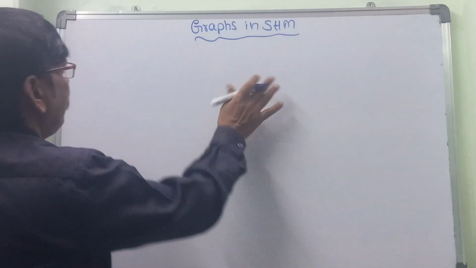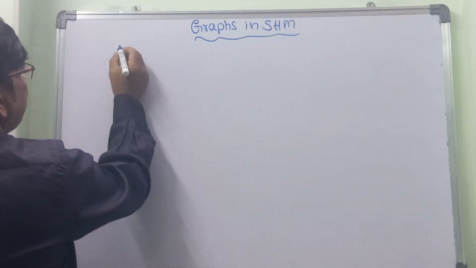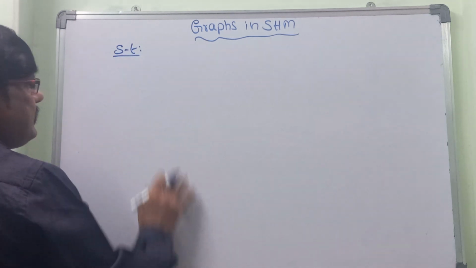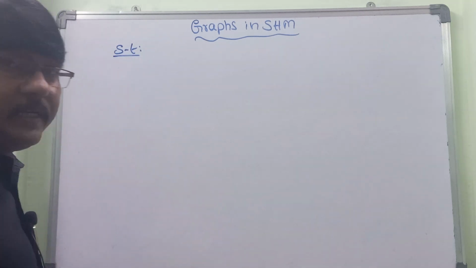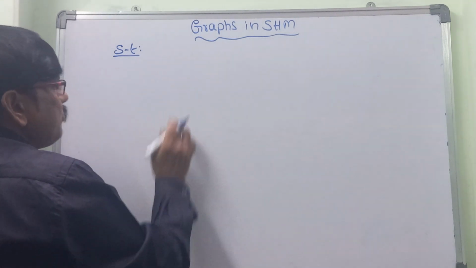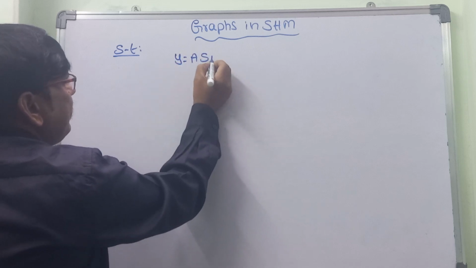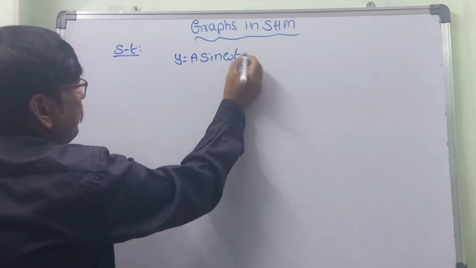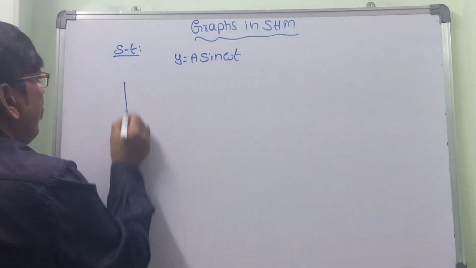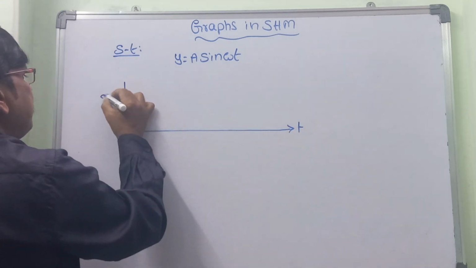First of all, before going to learn about the graphs in SHM, let us take the displacement-time graph. What is the displacement for this graph? First, let us see the expression for displacement. That is y = a sin ωt. This is the expression for the displacement. Let us take time on the x-axis and displacement on the y-axis.